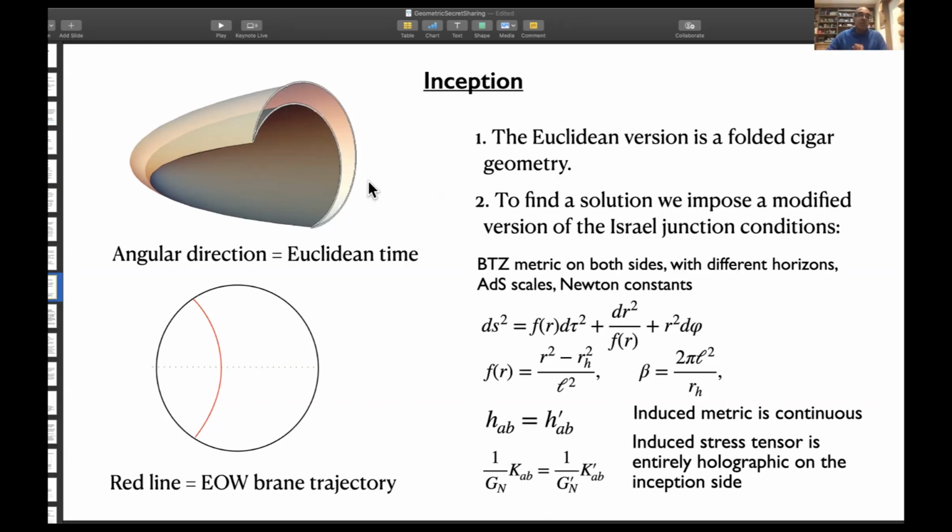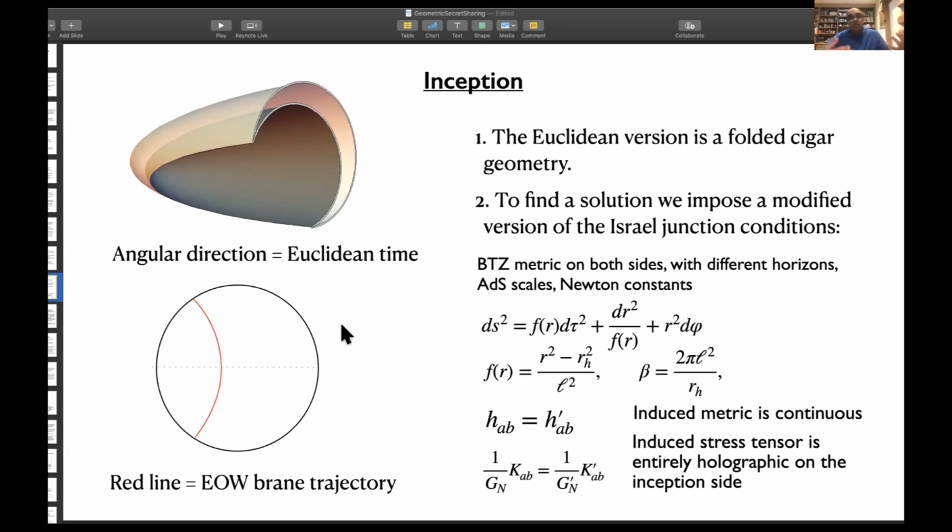Then on the other side of that slice, we're adding a second BTZ-like geometry that is supposed to splice in and touch down at the end of the world brane. So we want to find a solution to the equation of motion that satisfies this condition, with some brane placed over here to allow it to happen. We'll find a solution by imposing some modified version of the Israel junction conditions.